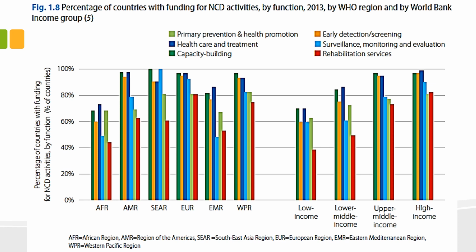So these are countries with funding for NCD activities by function, from the World Bank. Most of the budget would go to programs such as primary prevention and health promotion, healthcare and treatment, capacity building, early detection, surveillance, and rehabilitation. And you will see the differences between countries, and differences between low, lower middle, upper middle, and high income countries as well.